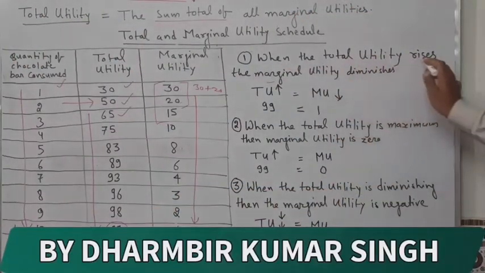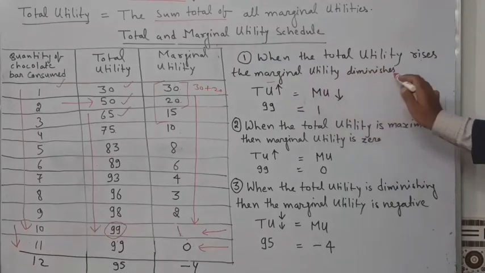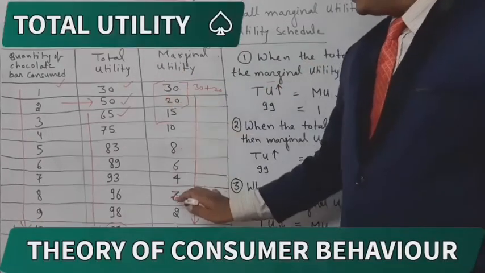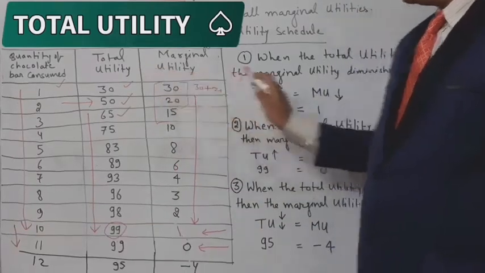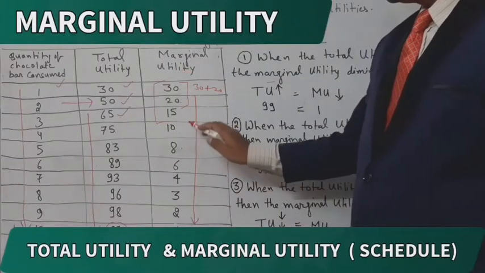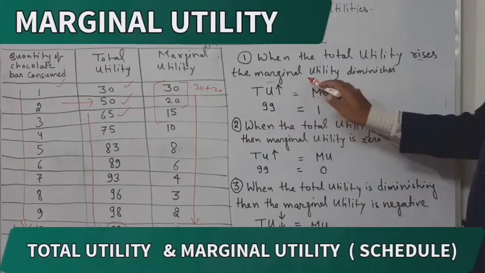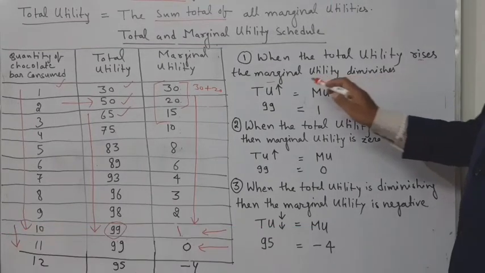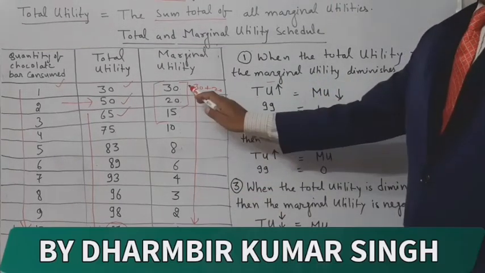When the total utility rises, the marginal utility diminishes. Here total utility rises, then the marginal utility diminishes.